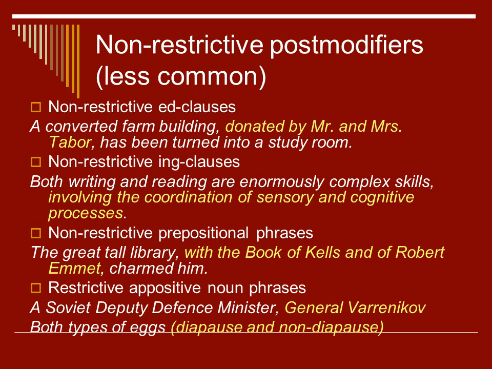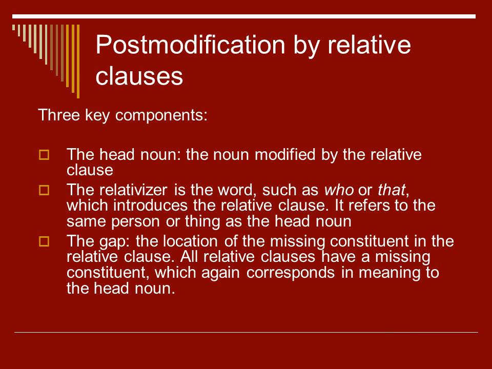And notice the appositives can also be between dashes, they can be in parentheses, as in this example of the eggs. So, when we have post-modification by relative clauses, we'll just call it the use of relative clauses, it has three components. The head noun, that's whatever's being modified by the relative clause. The relativizer is that word, typically something like who or that or which, that introduces the relative clause. It refers to the same person or thing as the head noun.